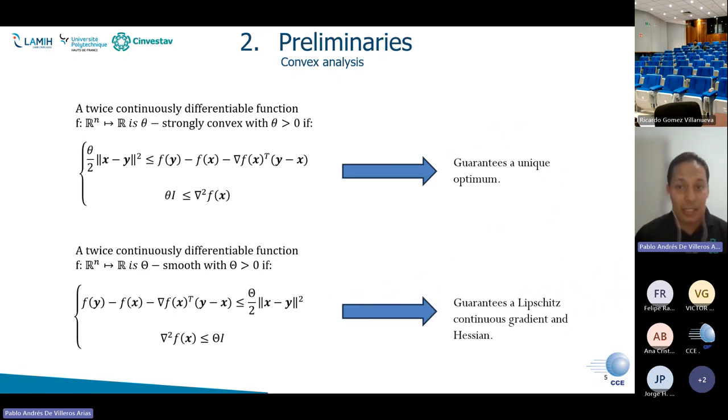Finally, about convex analysis, we have a twice differentiable function, and we consider it strongly convex if it holds those two conditions. If this function is strongly convex, we can guarantee that there's a unique optimum. Analogously, if a twice differentiable function is theta-smooth, we can guarantee that its gradient and Hessian are Lipschitz continuous. So pay attention to these two concepts because I will talk about them later.